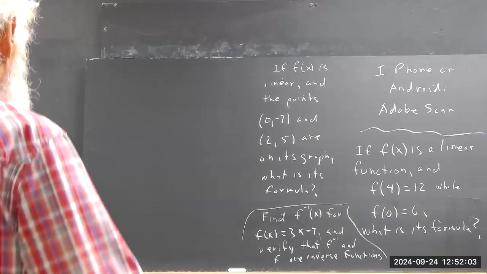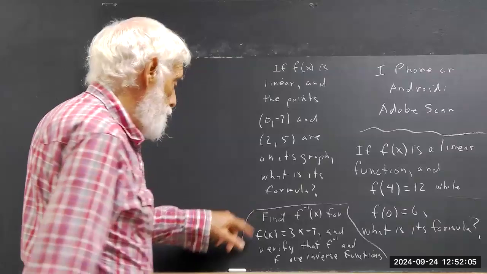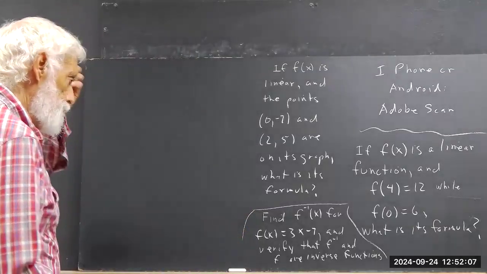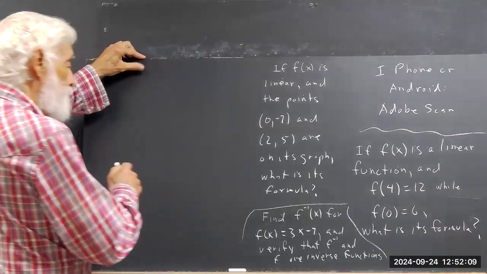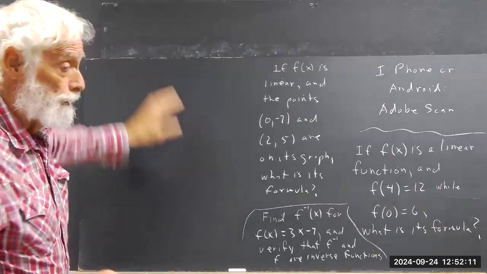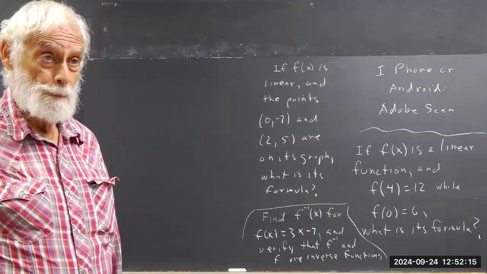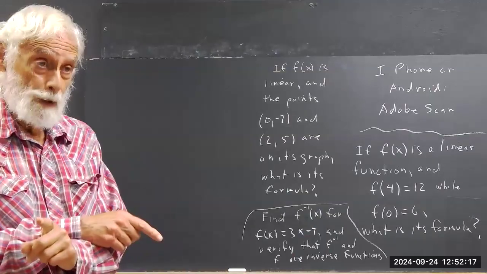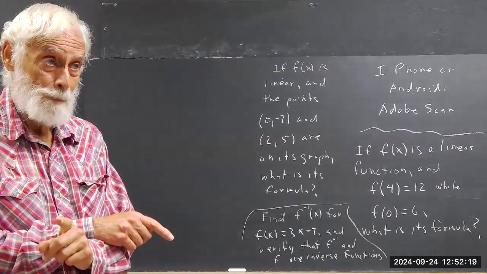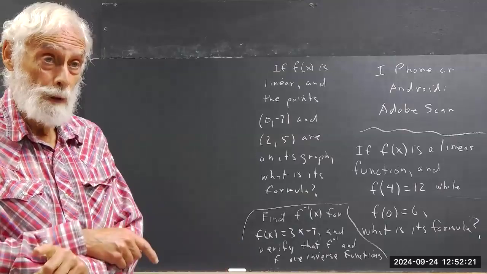Okay, well, there are three problems here. Start with this one because it's the easiest, if you know what to do. Now, let's just think about what you have to do. What's an inverse function? It swaps the x and y. Okay, x becomes y and y becomes x.